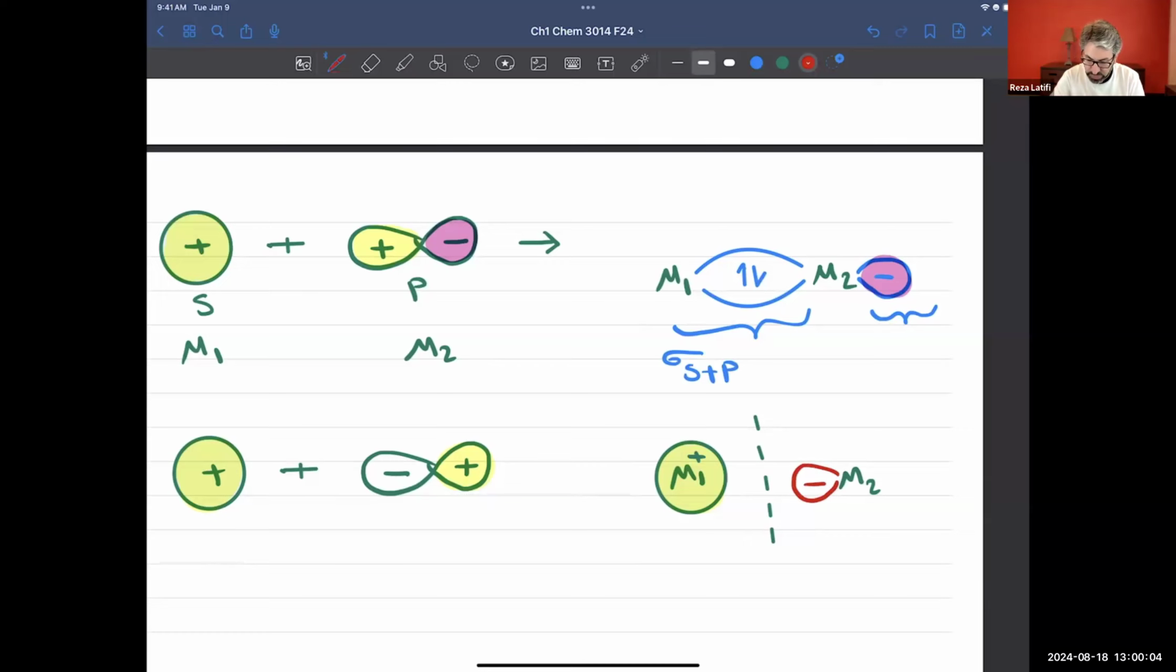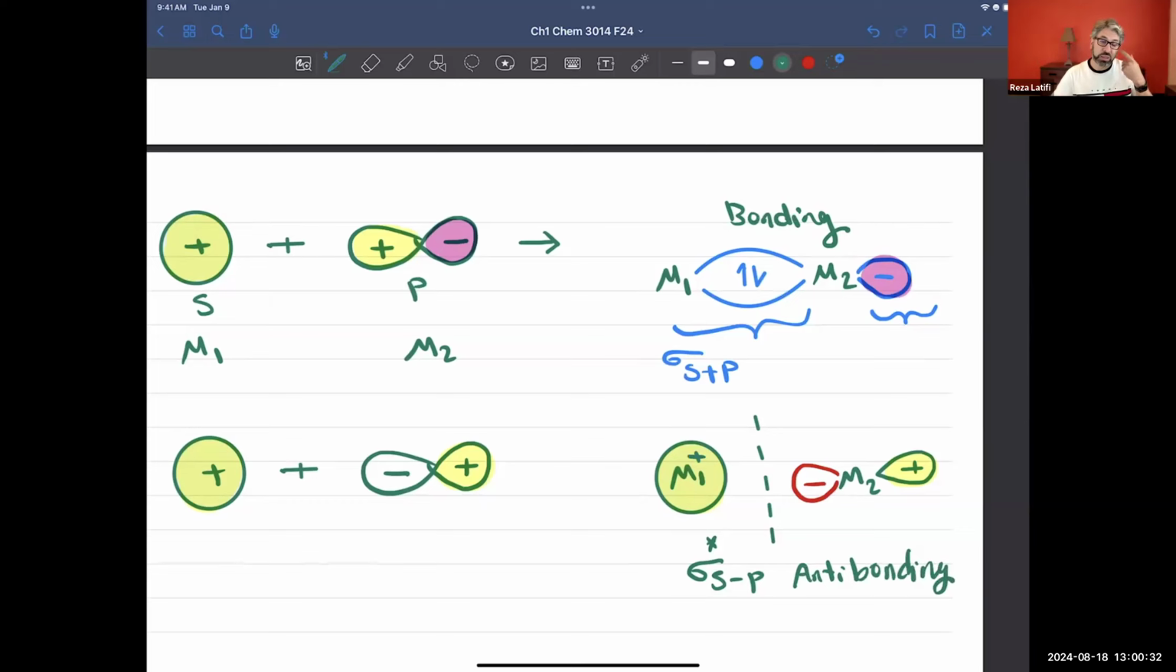And where is the positive? Positive is pointing out. Okay, and that's going to be sigma star of SP. So the top one is bonding again, and this is going to be anti-bonding.